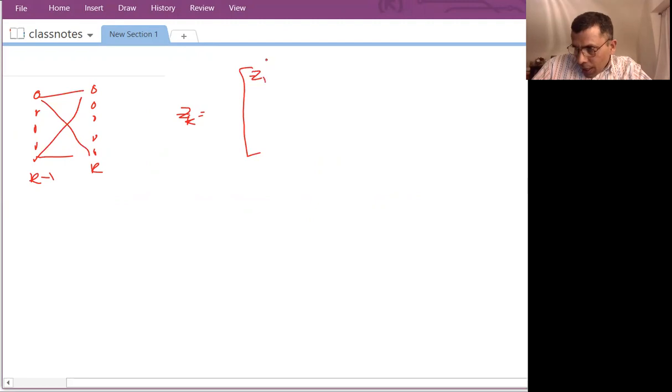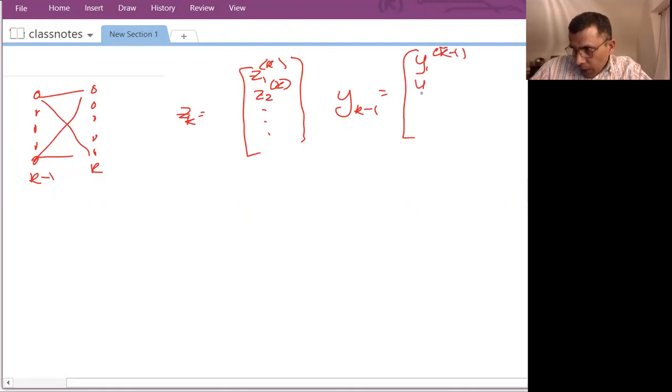So this is the affine value for the first neuron, the affine value for the second neuron, and all the way down. Let me write the output of the k-1th layer also as a vector. So I can say yk-1 equals y1 of k-1, y2 of k-1, and so on.